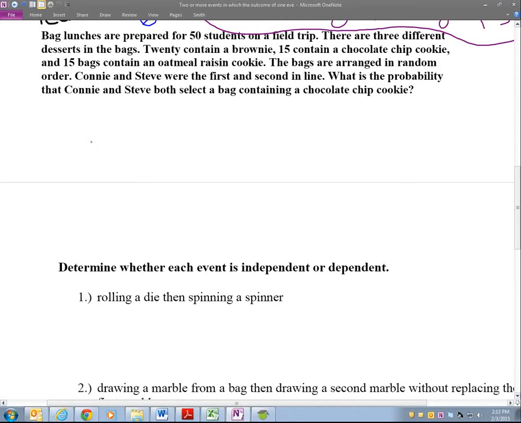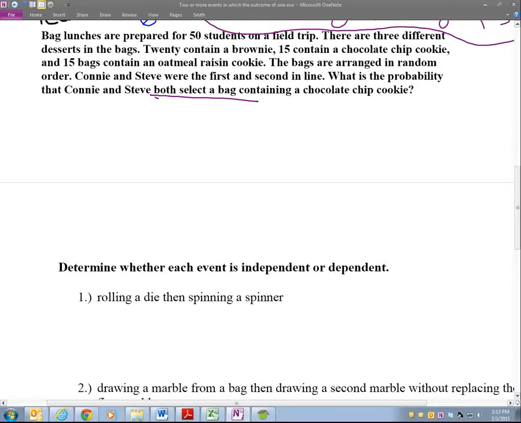Lunch bags are prepared for 50 students on a field trip. There are 3 different desserts in the bags. 20 contain a brownie, 15 contain chocolate chip, and 15 bags contain oatmeal raisin cookies. The bags are arranged in random order. Connie and Steve were the first and second in line. What is the probability that Connie and Steve both select a bag containing the chocolate chip cookie? Both of them. Okay?